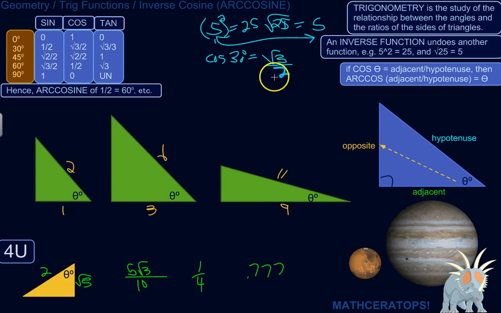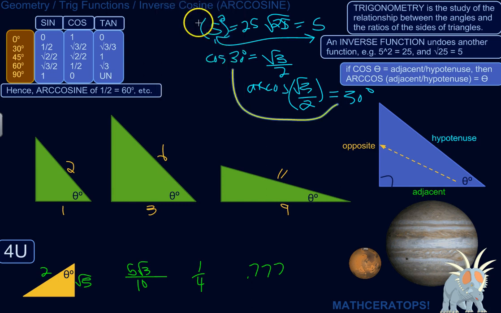Well, that means that the arc cosine of square root of 3 over 2 would be 30 degrees. So kind of analogous situation here. We started with 30 degrees, turned into this ratio by applying the cosine function to it. Then we did the arc cosine function, which undoes that, and we end up back at 30 degrees.